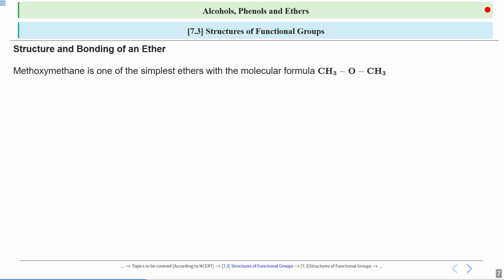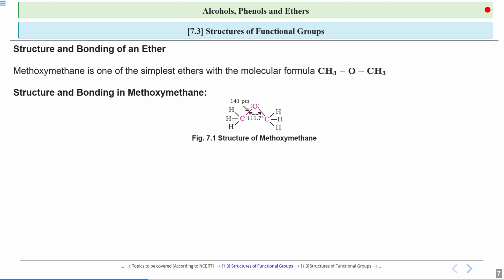First of all, let's take the simplest ether, which is methoxymethane with the molecular formula CH3OCH3. ROR is the general representation for an ether, right? R is the representation of an alkyl group, and the simplest alkyl group is methyl, containing only one carbon. So the simplest ether will be methoxymethane having the formula CH3OCH3. That means oxygen is bonded with two methyl groups. This is the structure of methoxymethane given in figure 7.1.